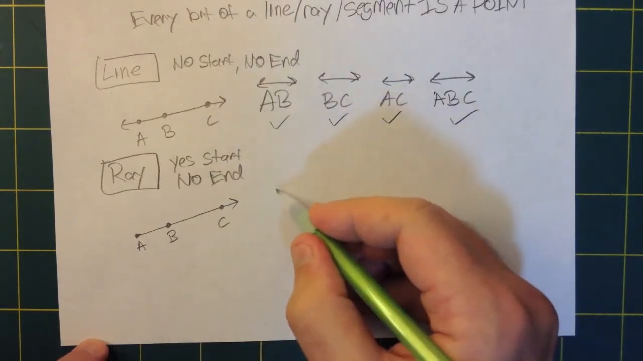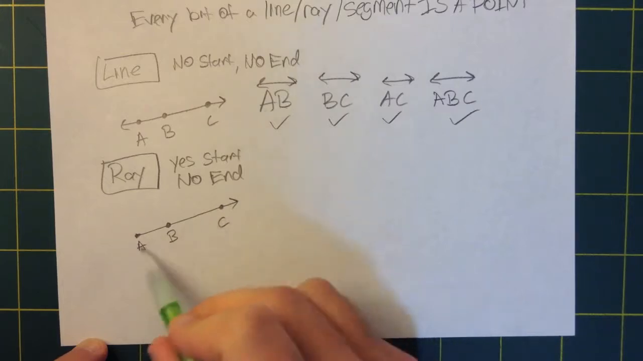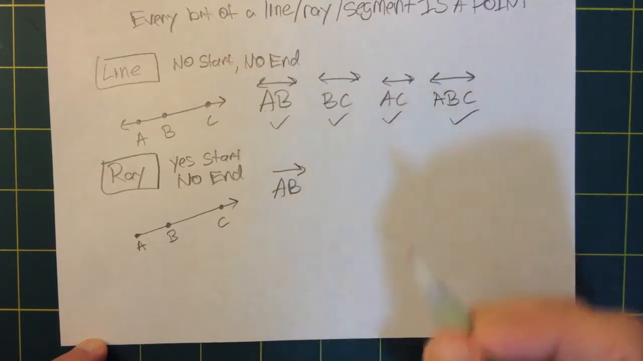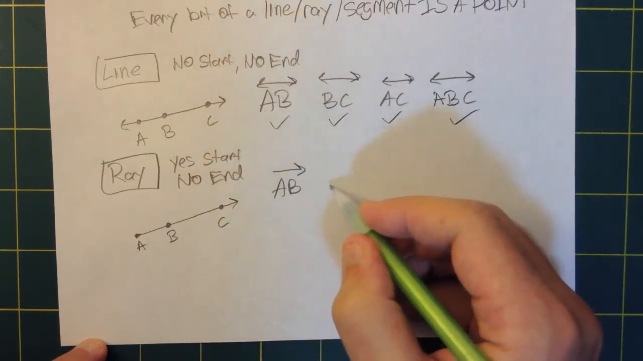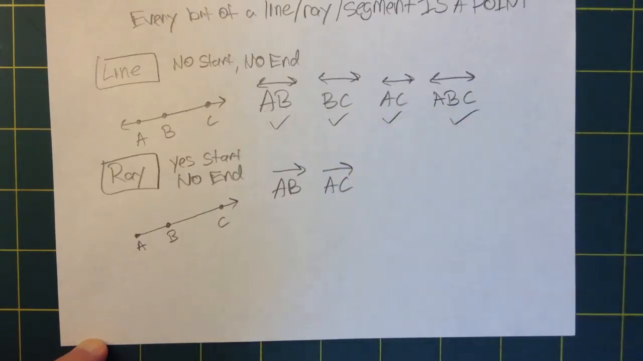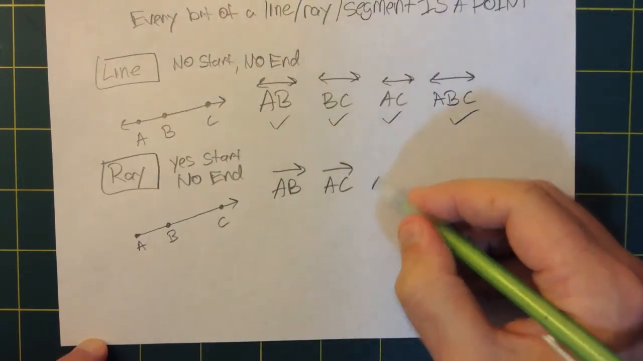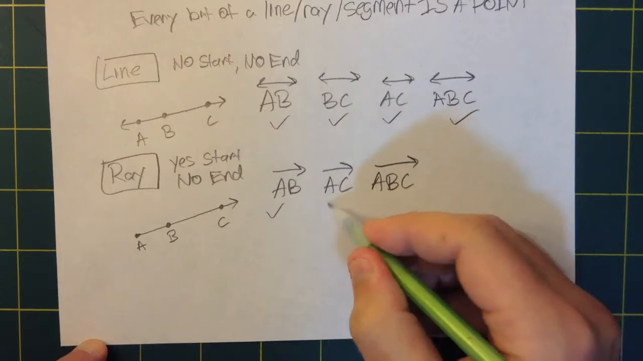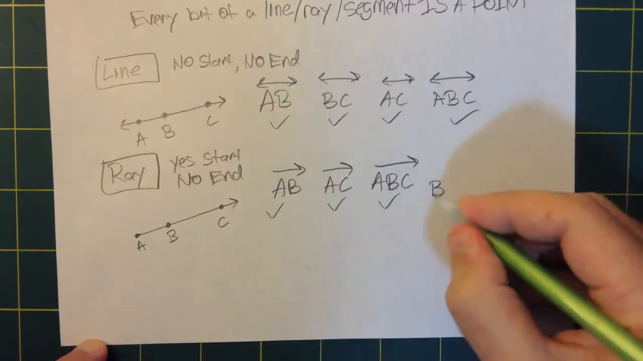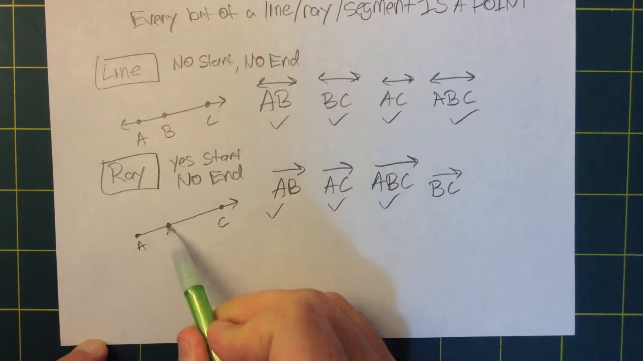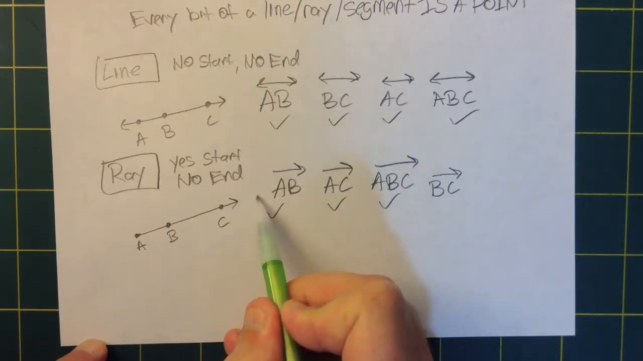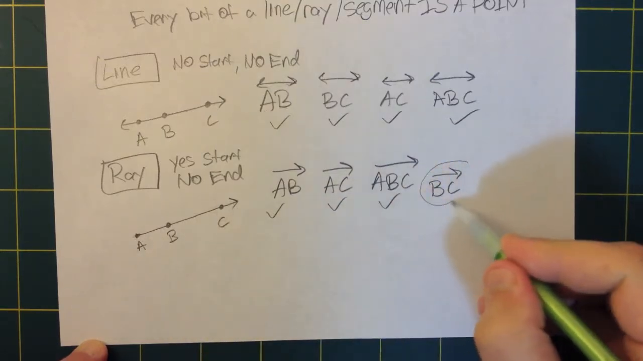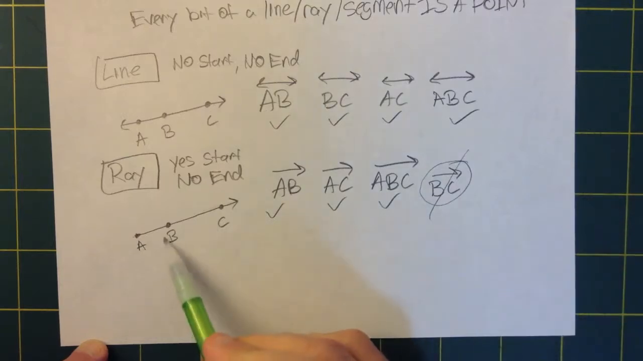So in naming this ray, I'd have a couple options due to the fact that there are 3 points I know the name of. I could say start at A, go to B, and keep going. Or start at A, go to C, and keep going. Or start at A, go to B, then go to C, and keep going. But if you said start at B and go to C, that would mean you start here and shoot off towards C and keep going. That's a ray that exists, but that's not this ray that's drawn in the picture here. So this would not be a correct name for the ray that you see here.